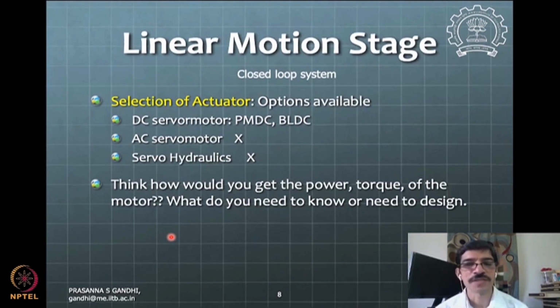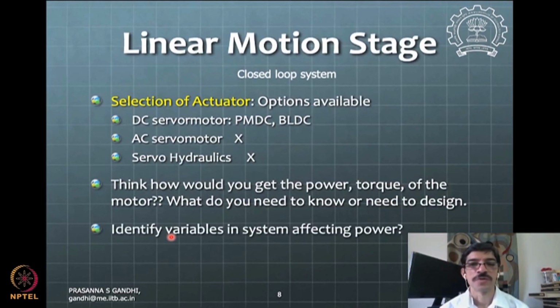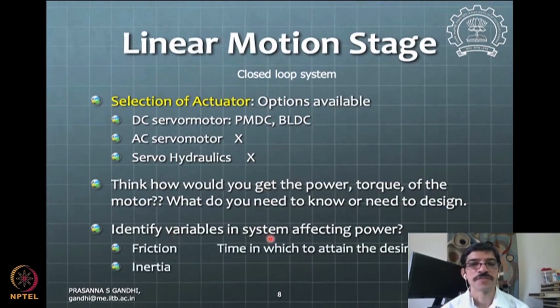Once you have an estimate of acceleration, then mass into acceleration will be the force, and that force times velocity will lead you to the power in the system. So friction is one element in the system that will affect the power, and inertia is another element that will affect the power. For friction estimation, you should have some ballpark figure, and for that you can use the tables online. You'll find information about the coefficient of friction between two surfaces, in presence of lubrication or not. All those things we'll make use of.